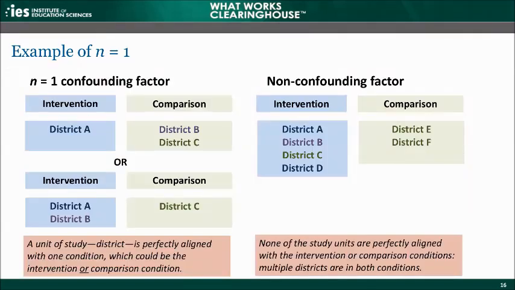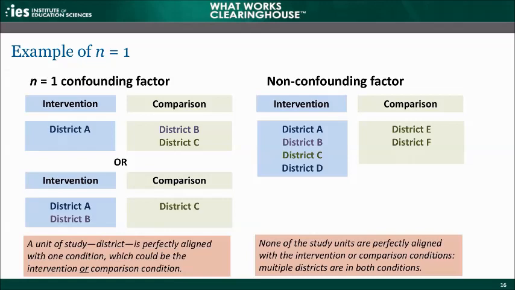On the left side of your screen, the 2 scenarios are similar to the example we just discussed. Both scenarios contain an n equals 1 confound because a unit of study, a district, is perfectly aligned with only one study condition. The intervention condition in the example on top, the comparison condition in the example at the bottom. We included these 2 scenarios to emphasize that a perfect alignment is problematic when it occurs in either condition, not only in the intervention condition.